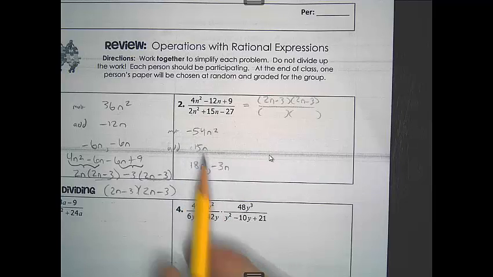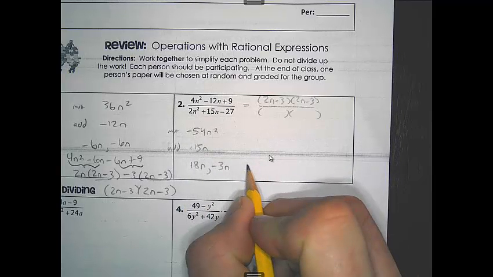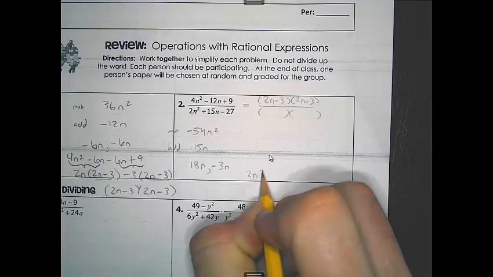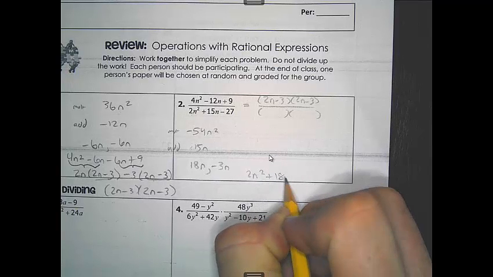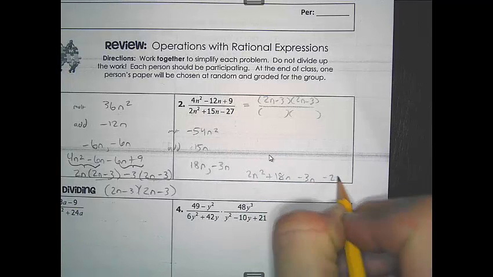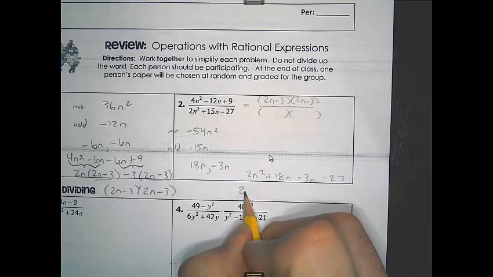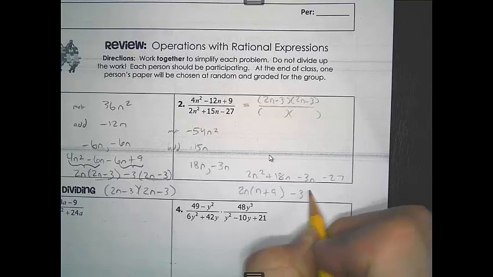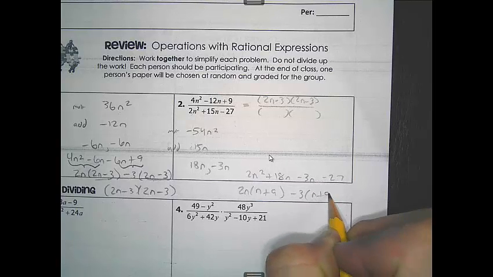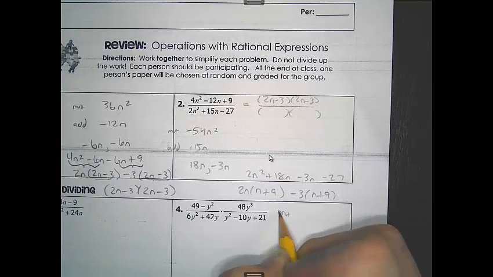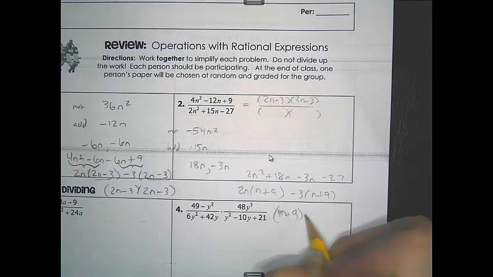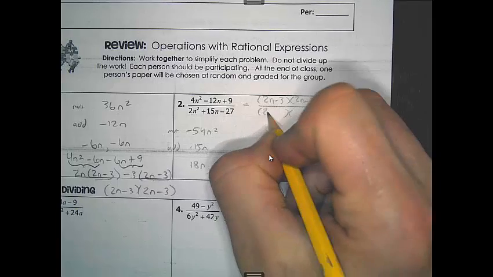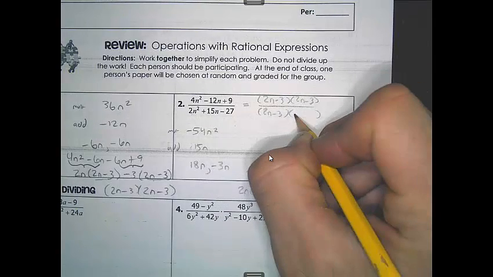Okay, so once again, replace that middle term. So we have 2n squared plus 18n minus 3n minus 27. Factor out a 2n from the first two, you're left with n plus 9. Factor out a negative 3 from the second two, you're left with n plus 9. Factor out that n plus 9, and then you're left with 2n minus 3. So this factors into 2n minus 3 times n plus 9.